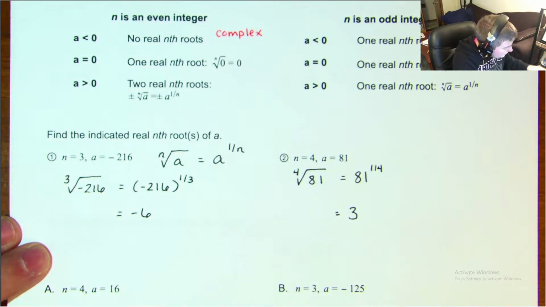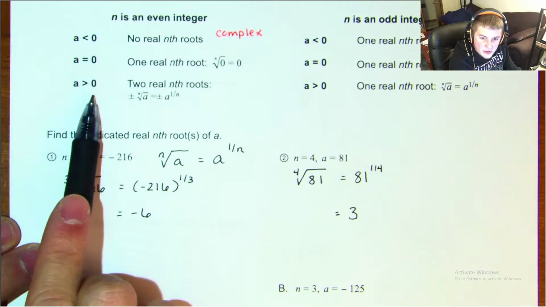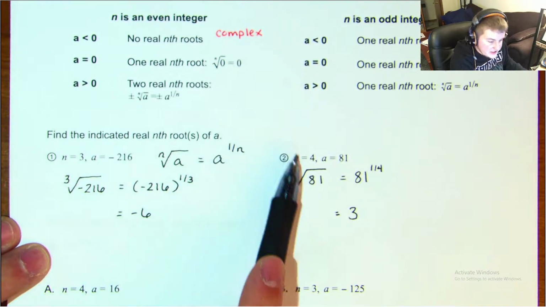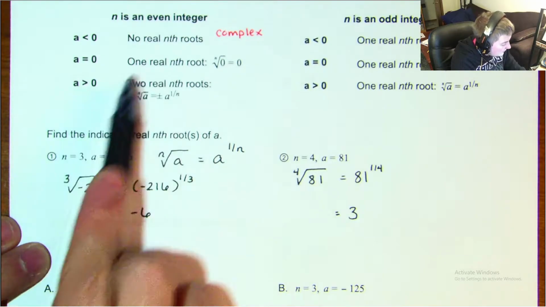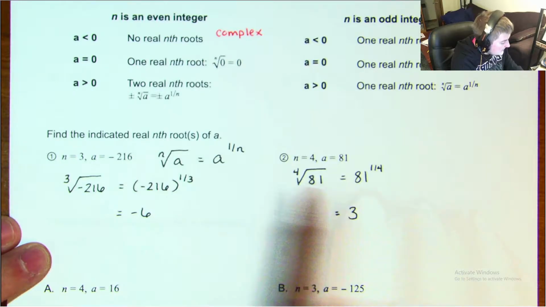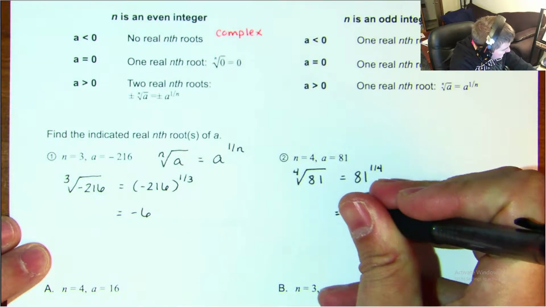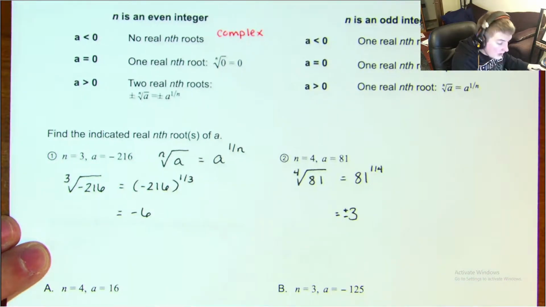But if we look here in our even category, it says when a is greater than 0, which it is, and my n is an even integer, I should get 2 answers. And it says I should be able to get the plus or minus root of this. So I should be getting plus or minus 3. Okay, and this is true.